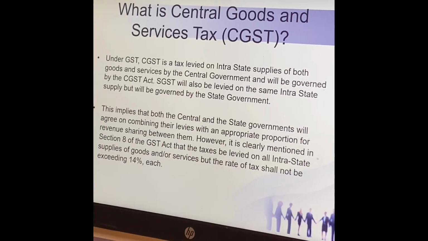This implies that both the central and the state government will agree on combining their levies with an appropriate proportion for revenue sharing between them. However, it is clearly mentioned in Section 8 of the GST Act that taxes be levied on all intrastate supplies of goods and services, but the rate of tax shall not exceed 14% each. After division and all the calculation, it has been decided that the rate of tax shall not exceed 14% each. Each, as in the tax is divided into SGST and CGST. One portion, the maximum tax charge should be 14% and not more than 14%.